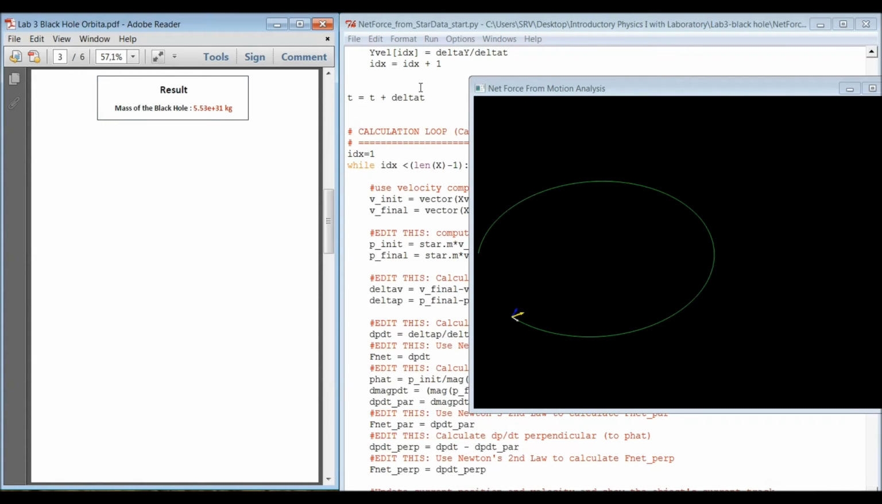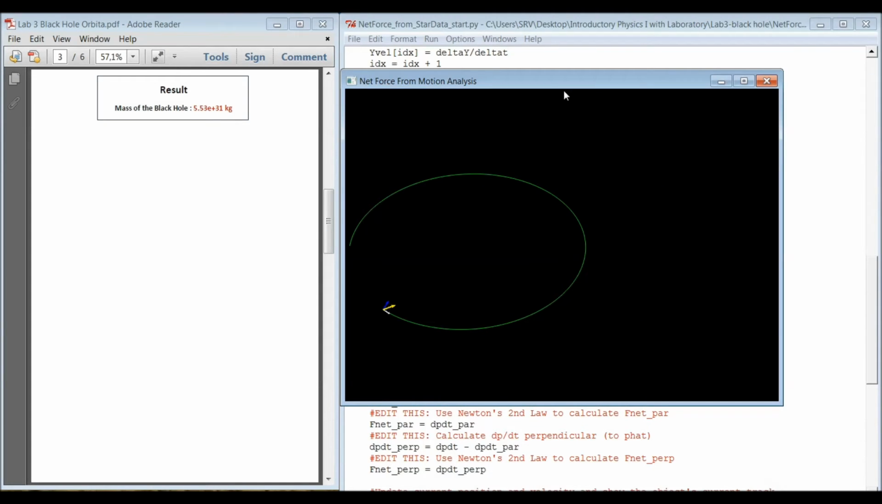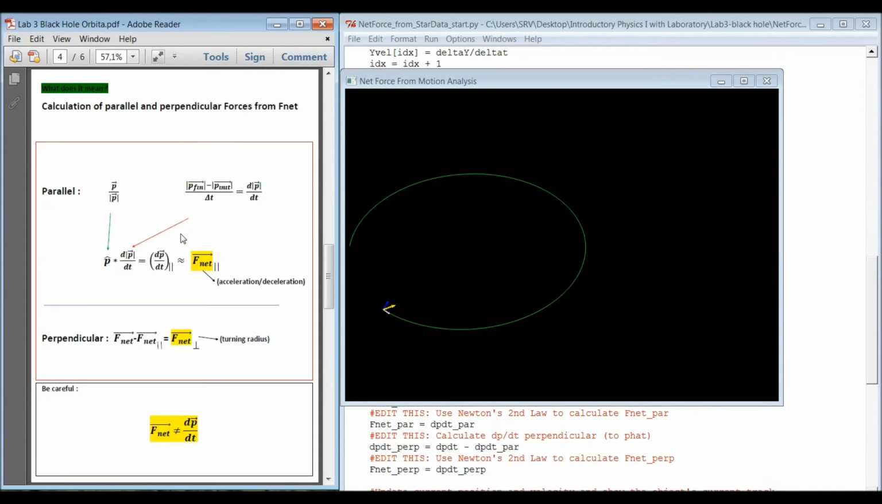It seems very good. Now we can see here that there is a parallel force and a perpendicular force. For the parallel component, we take the unit vector of the momentum and multiply it by the change in magnitude of the momentum over the change in time, as we can see here. The parallel component describes the acceleration and deceleration. The perpendicular component comes out by subtracting the parallel component from the total net force.